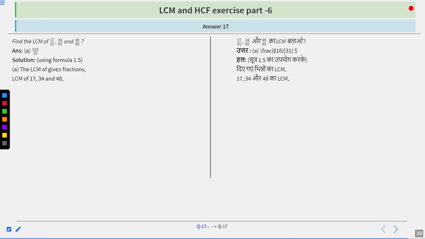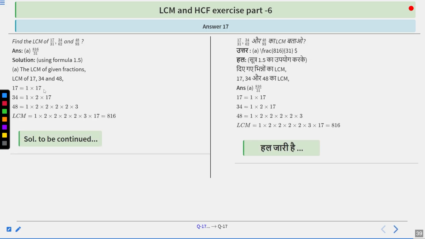Now, using formula 1.5, we know that the LCM of given fractions is equal to LCM of numerator upon HCF of denominator. Here the numerators are 17, 34 and 48. Therefore, LCM of 17, 34 and 48 is equal to how much? For that, we are going to use the factorization method. 17 has factors 1 and 17. 34 can be written as 1 into 2 into 17. And 48 can be written as 1 into 2 into 2 into 2 into 2 into 3. These are the prime factors of 48, 34 and 17.